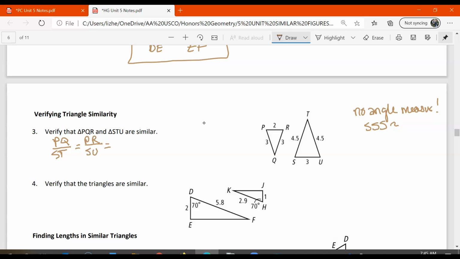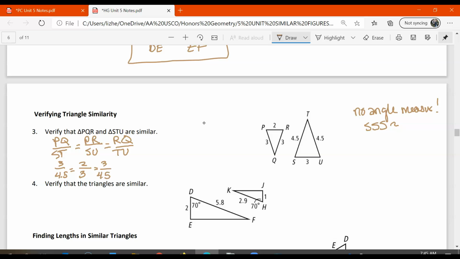And then I would have RQ on top of TU. So those are my proportions. Let's see if it's true. So PQ is 3, ST is 4.5. PR is 2, and SU is 3. Finally, RQ is 3, and TU is 4.5.